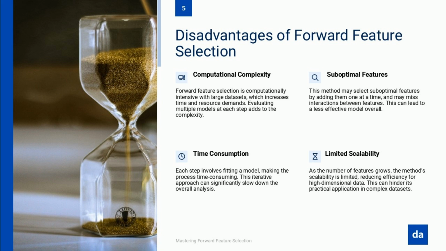And before you commit, you should know there's another approach, the complete opposite actually, called backward feature selection. Instead of starting from scratch, it begins with everything and removes features one by one. Which one's better? Well, let's find out.